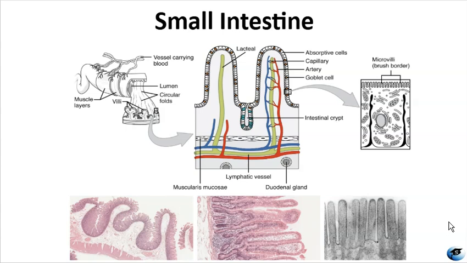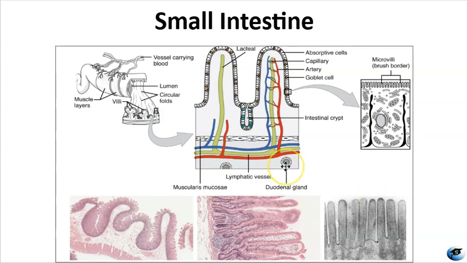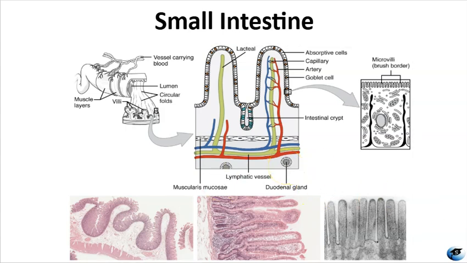Additionally, the duodenal glands, guys here, in the submucosa secrete alkaline mucus to neutralize stomach acid, and the muscular layers, including the muscularis mucosa and the outer muscle layers, help mix and propel intestinal contents during digestion.